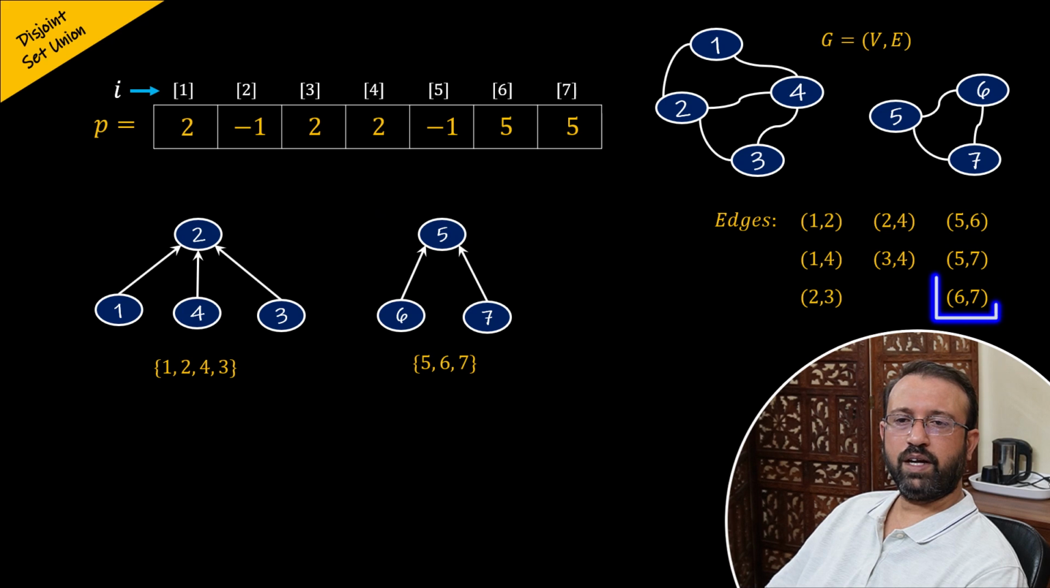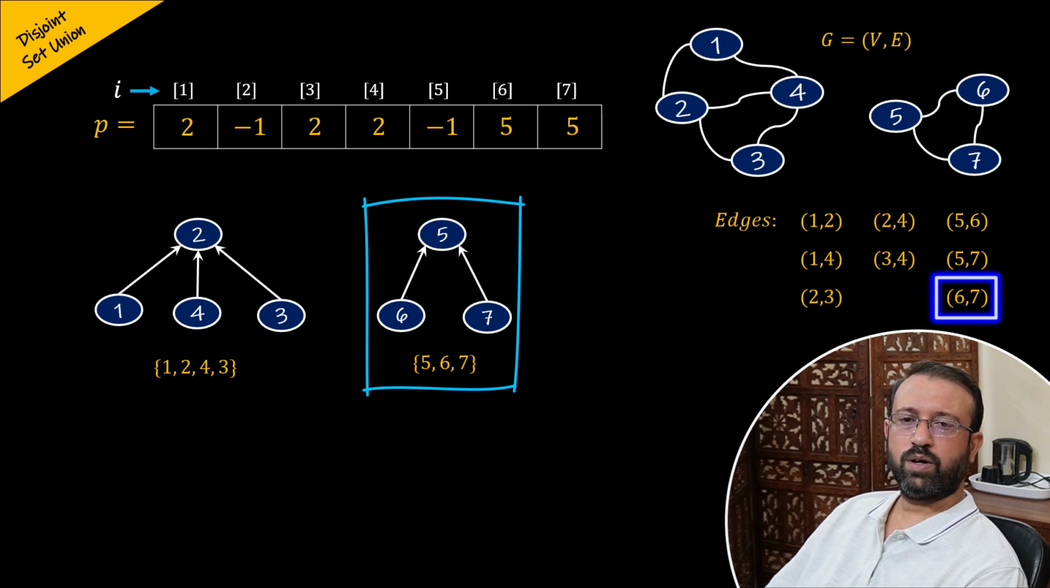Then we have an edge between vertex 6 and vertex 7. Now, we need to find whether vertex 6 and vertex 7 are in different sets. Vertex 6 and vertex 7 belong to the same set. Therefore, we do not perform the union operation.